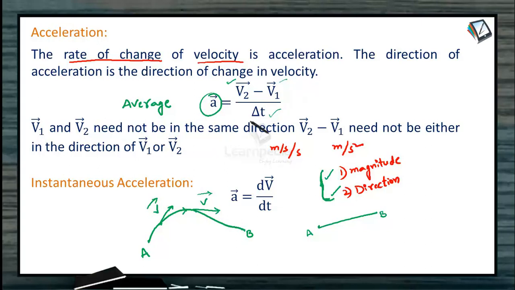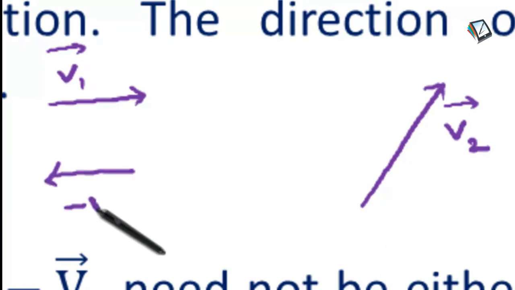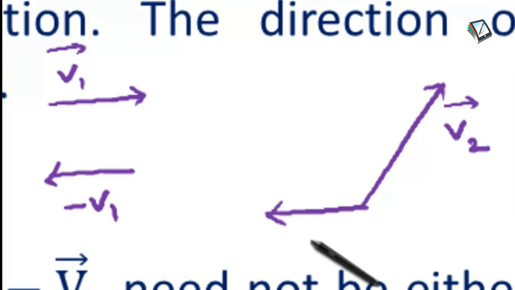Here this thing is very important, that v1 and v2 need not be in the same direction, and v2 minus v1 need not be either in the direction of v1 or v2, because in general what happens that suppose velocity v1 is this way and velocity v2 is this way. Then how to calculate the v2 minus v1? If it is v1 and it is v2, then it will be minus v1. Alright? If we add minus v1 with v2 vector, then we'll get what? Change in velocity, v2 minus v1.